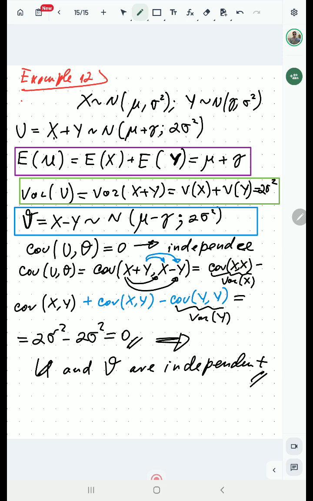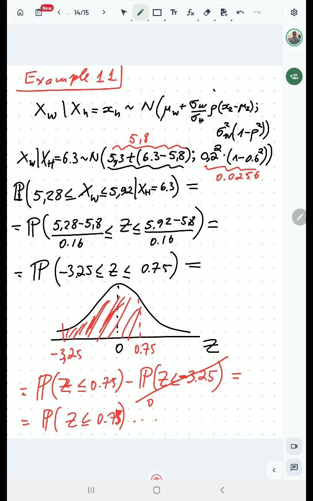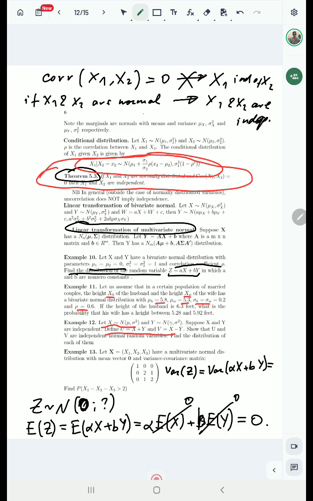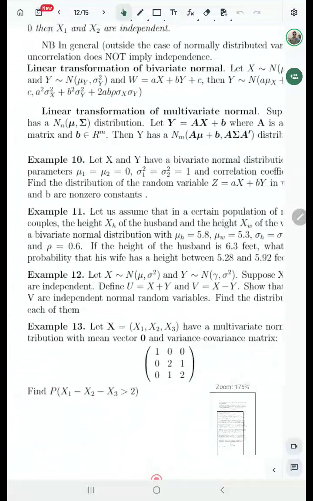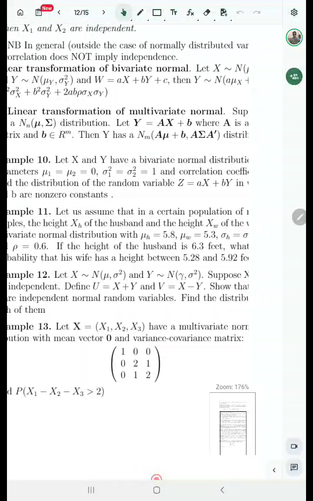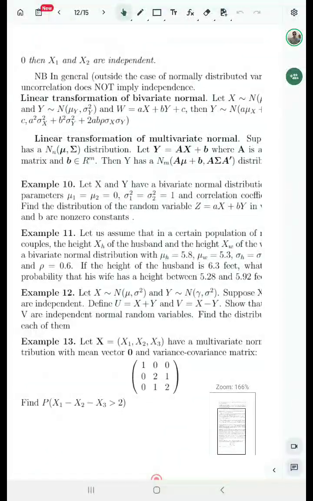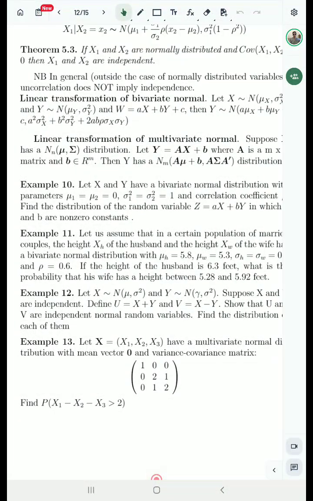Okay, great. Now let's move on. Which example do we have? We have example 13. What do we have here? We have example 13. We have a variance covariance matrix.